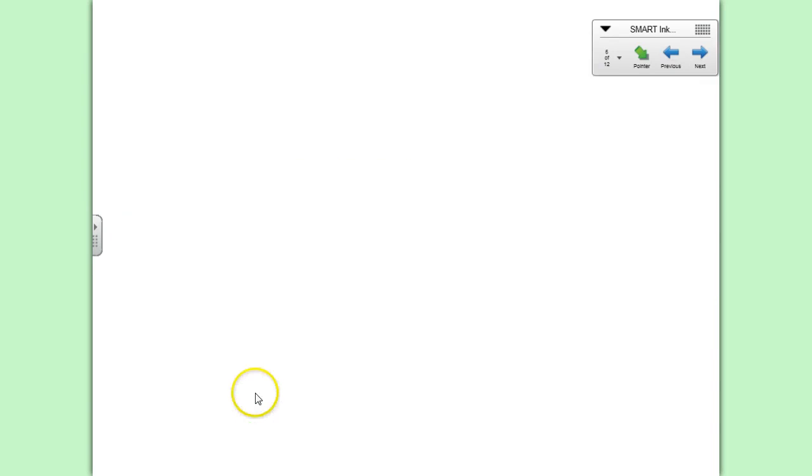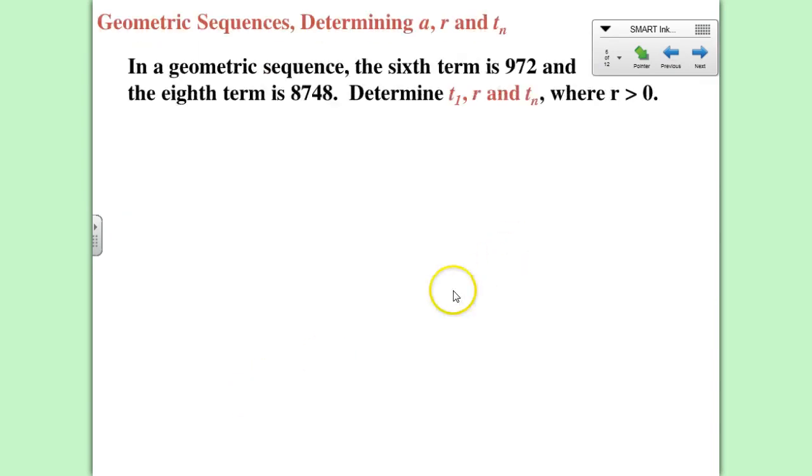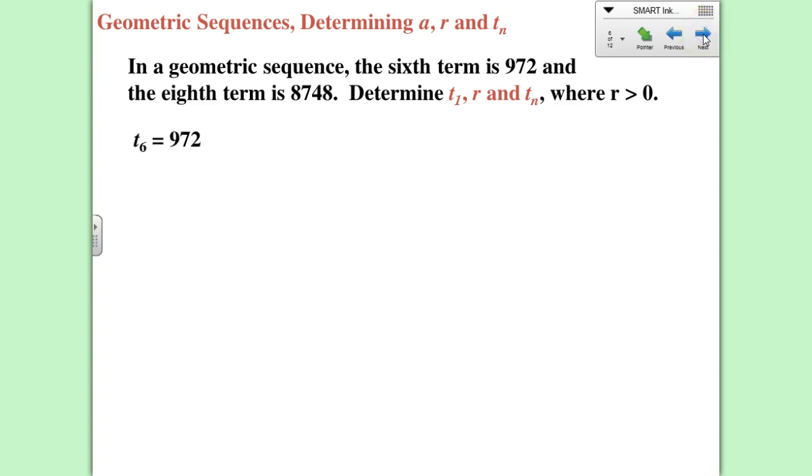All right, continuing on, in a geometric sequence, a little bit more intense, I suppose, question. In a geometric sequence, the 6th term is 972, and the 8th term is 8748. So as a puzzle, they're giving us 2 terms to kind of work with, and now we have to figure out t1, r, and tn. So again, there are multiple ways that you could approach this question, and you are more than welcome to try it on your own and then come back to notes. But here's one way that you might try it.